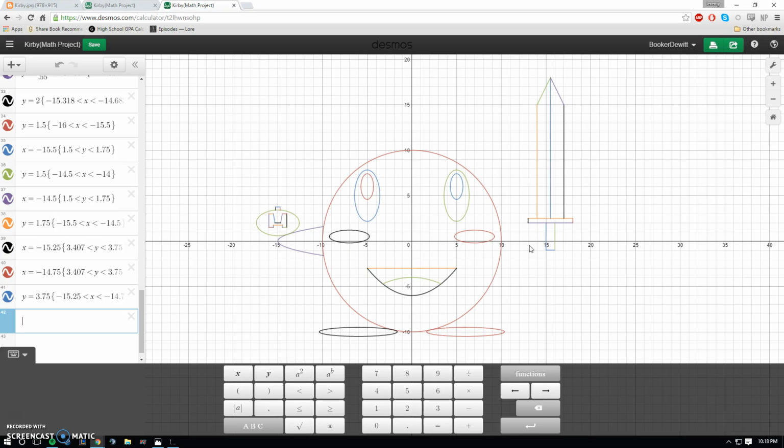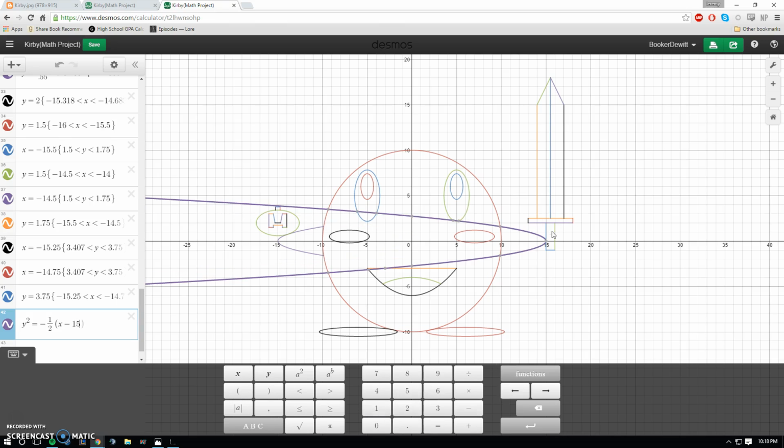So for his arm here, I actually used a parabola because I wanted it to be gripping the sword. So I needed it to be coming off to the side, so it was a y squared graph, and I set that equal to -1/2. And the h value was x minus 15. So the h value was positive 15, and therefore coming into contact with the sword.